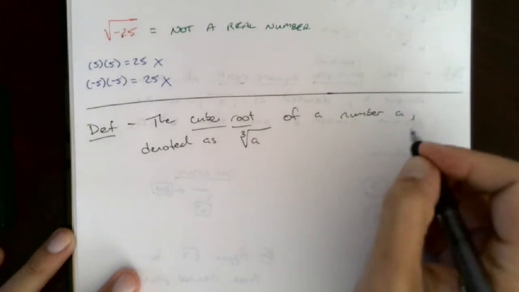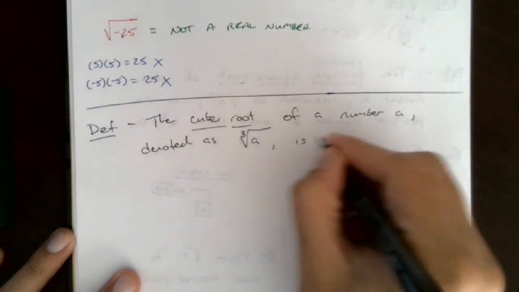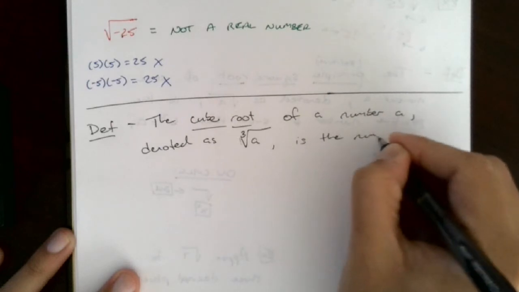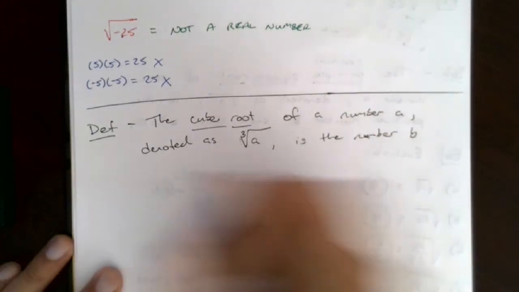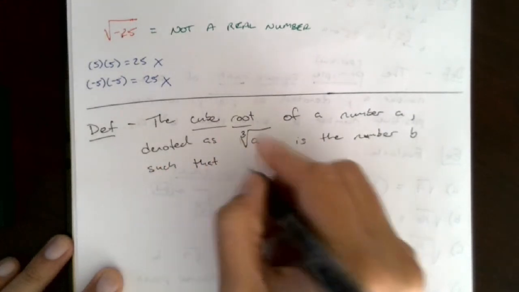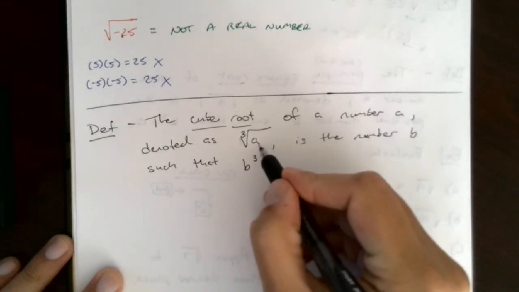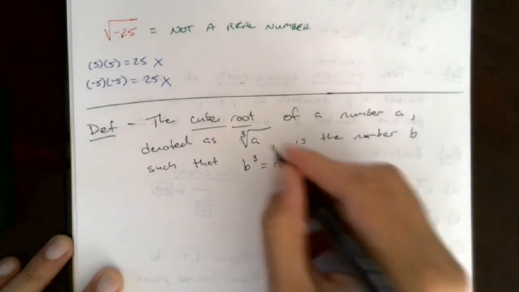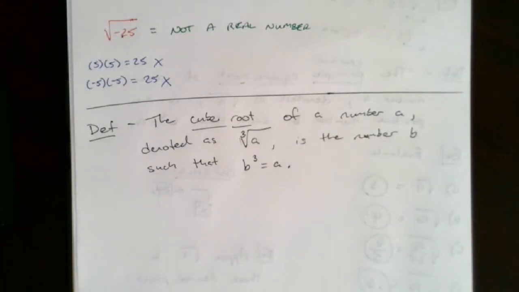So the cube root of a number A, denoted as cube root A, is the number B such that B to the third power is equal to A. In other words, what number times itself 3 times, or what number to the third power gives you what's on the inside. So it's a similar definition to what we had earlier.